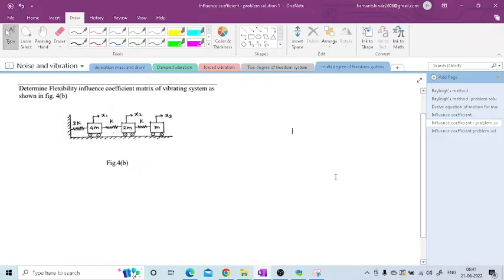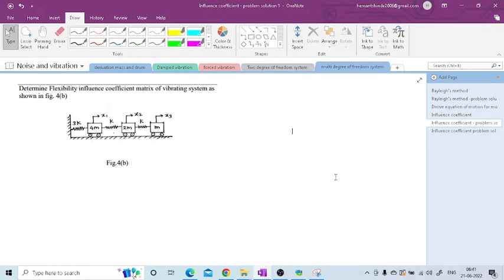Hi friends, in last session we have seen the introduction to the influence coefficient. Now we are going to solve one numerical on the flexibility influence coefficient. In last video I have explained you the two types of influence coefficient.